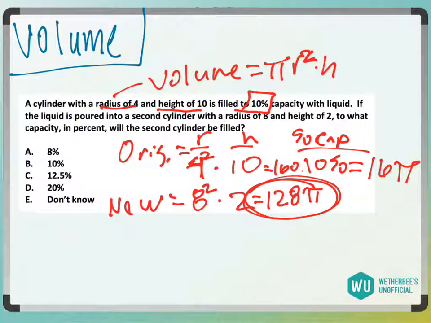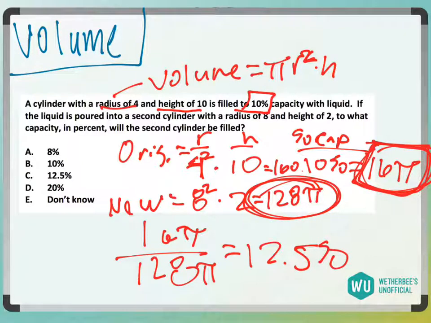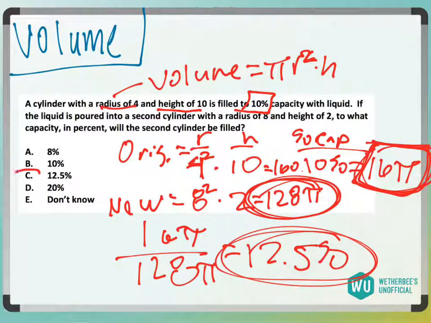So we want to know, we have our liquid is 16 pi, because if it's filled to 10% capacity, we had 16 pi of liquid here. So what percent is this of this? 16 pi of 128 pi, put in your calculator, is going to be 12.5%. Answer choice C.